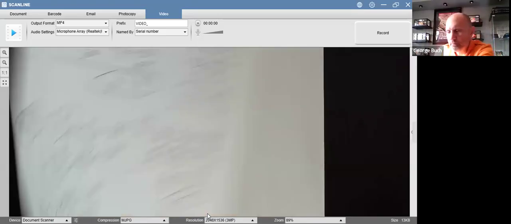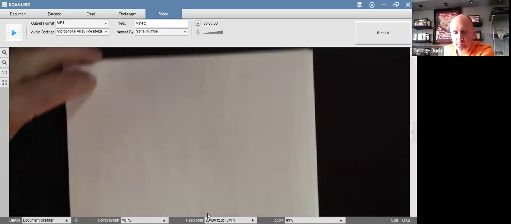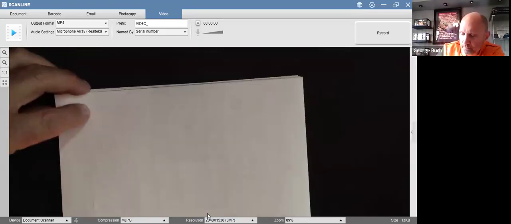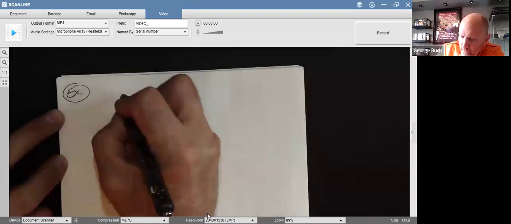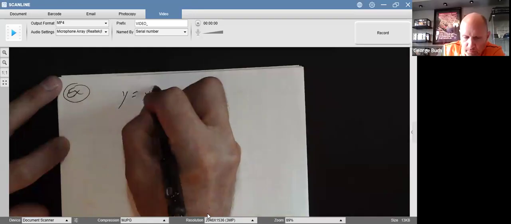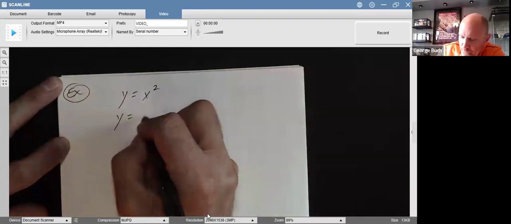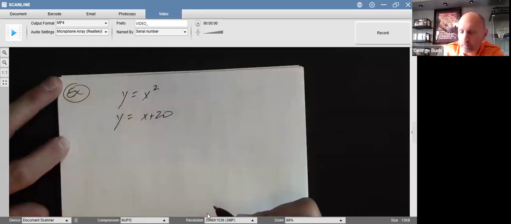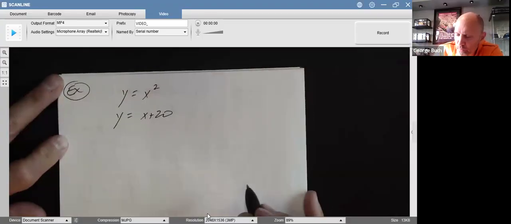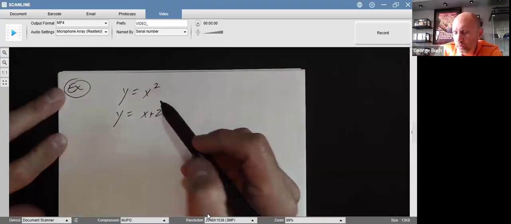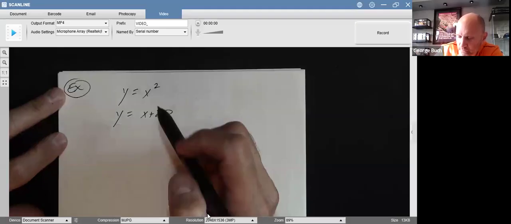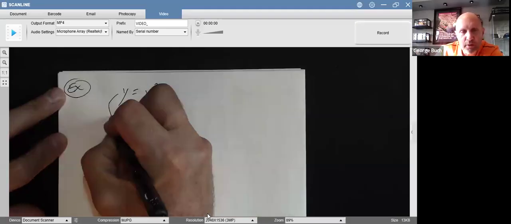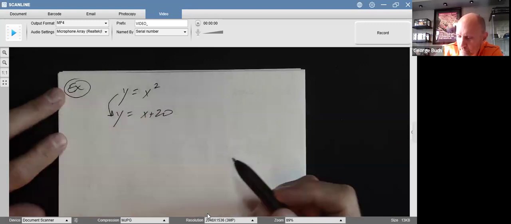Our next system of equations: we have y equals x squared and y equals x plus 20. So I could move the x squared over, I could move all of these over and do elimination. But in this case, it's easier to just use substitution, plug in x squared for y.